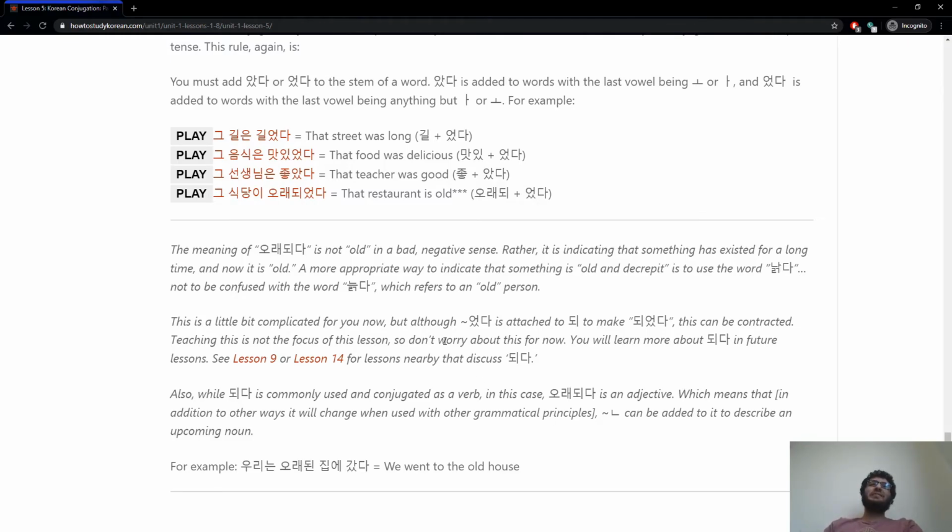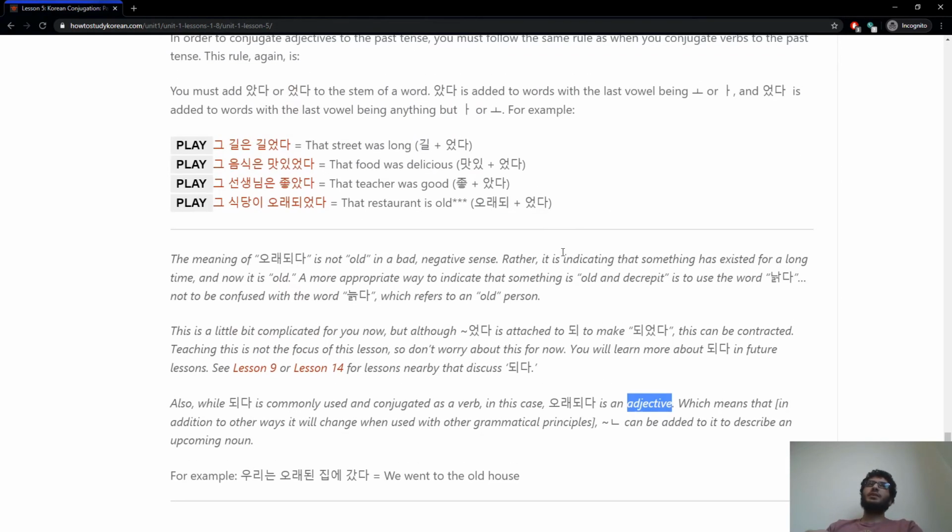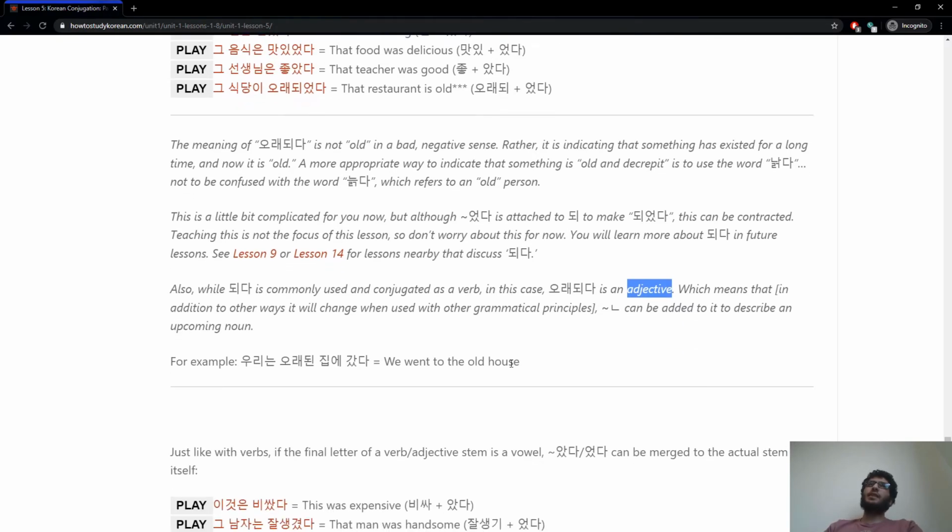This is a little bit complicated for you now, but although 었다 is attached to 되다 to make 되었다, this can be contracted to 됐다, which is true. Teaching this is not the focus. You're going to see this in lessons 9 and 14. Also, while 되다 is commonly used and conjugated as a verb, in this case, 오래 되다 is an adjective, kind of like how 하다 can be a verb, but sometimes it can be located in an adjective. I think, yeah, it can.